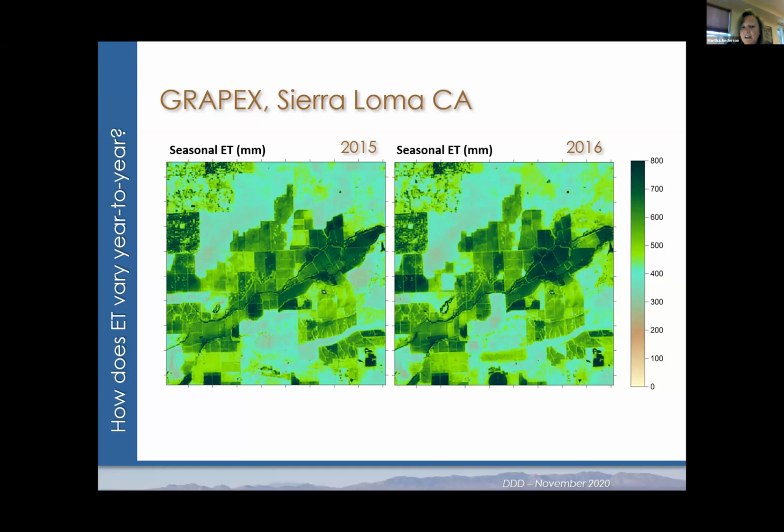We can look at variability in water use patterns within season, but also from season to season. So these are maps of seasonal water use for the 2015 and 2016 water years. At this point, we're moving deeper into a multi-year drought that was encompassing the state of California.